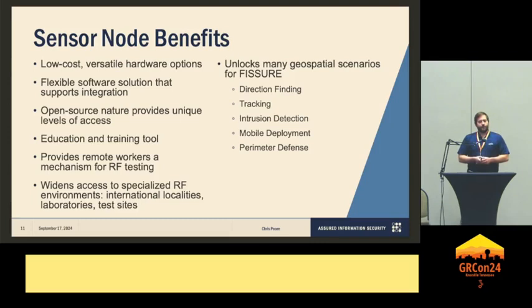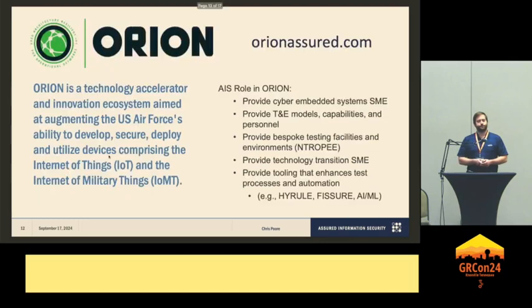And in FISSURE, these updates also unlock a lot of geospatial scenarios for FISSURE, like direction finding, tracking, intrusion detection, mobile deployment, perimeter fence. These things aren't in place yet, but with these updates, we can start working towards those.